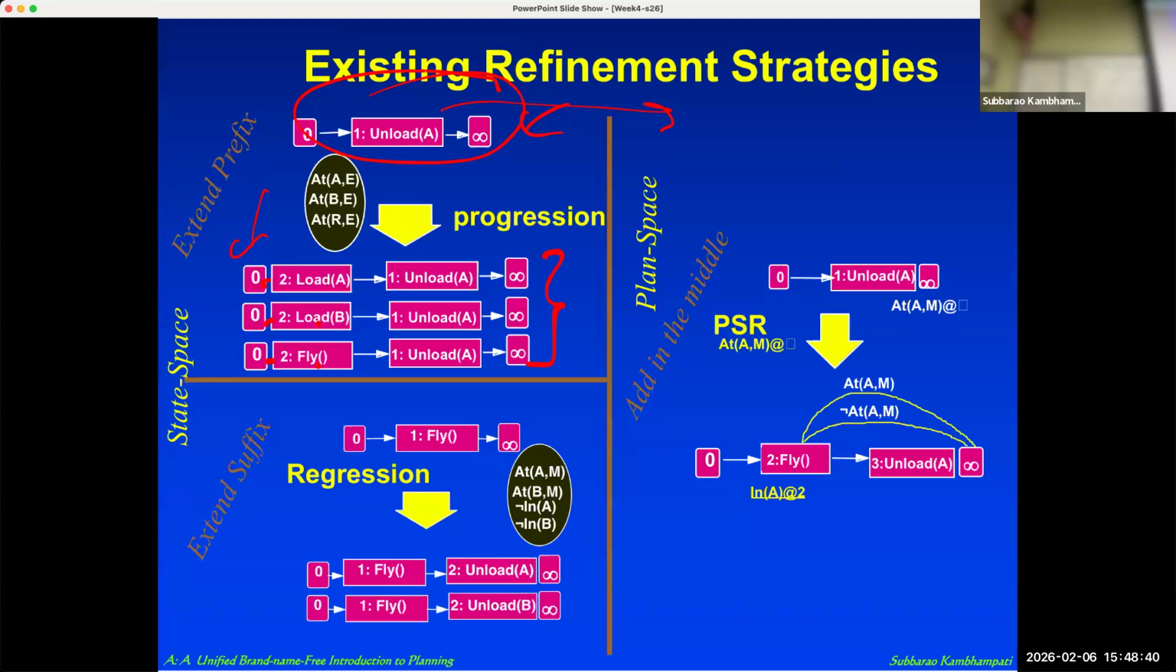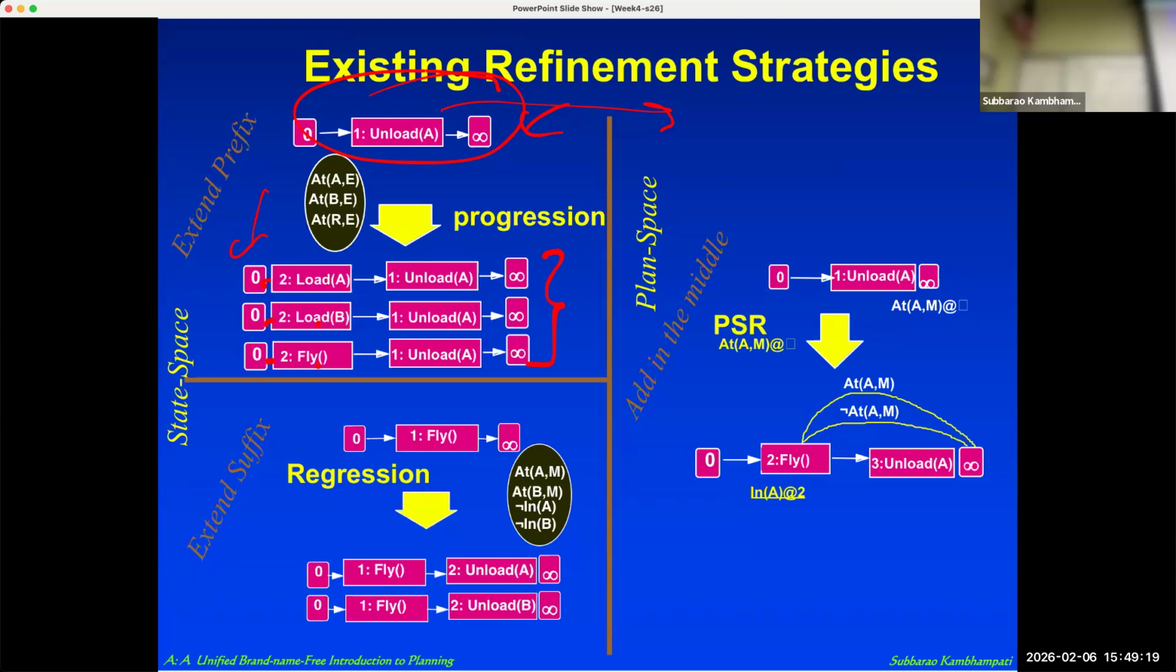And the contiguity constraints are useful because, if you think in these terms, I would say that progression is essentially this, cemented. So imagine a weird situation: I started with this single plan, 0 before unload A before infinity. That's just a partially ordered plan because it's a precedence relation. Normally you would do your normal plan space planning on this. But suppose I want to do progression.